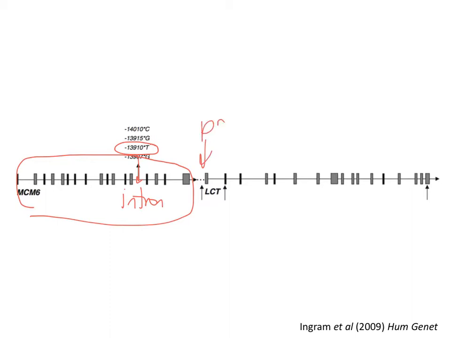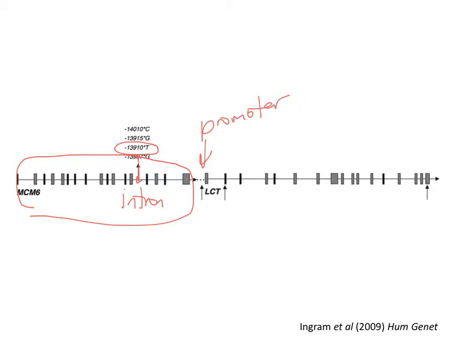And this is just a chart reiterating that this mutation is in an intron in a different gene. So this is all the MCM6 gene. It's about 10,000 base pairs away from the gene that this mutation actually regulates. 13,000 base pairs away. This is not a promoter. It's in an intron. This is not the promoter of the lactase gene. That's down here by lactase. So how could mutations that far away from a gene affect transcription of lactase?